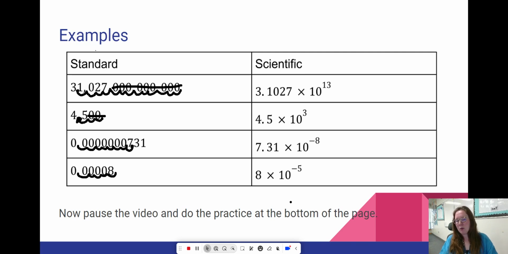Okay, these are your examples. I want you now to pause the video. At the bottom of this page, there's some practice for you to do, where it's just converting back and forth between standard and scientific notation. So it's a table just like this, but some of these are blank. Please go in, fill those in. Once you're done, unpause the video, and we're going to keep moving on. I'm not going to give you the answers to the practice. That's not what I do here. But we'll keep moving on to the next page of notes.